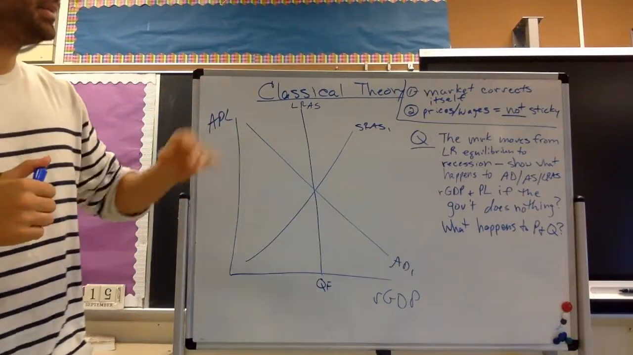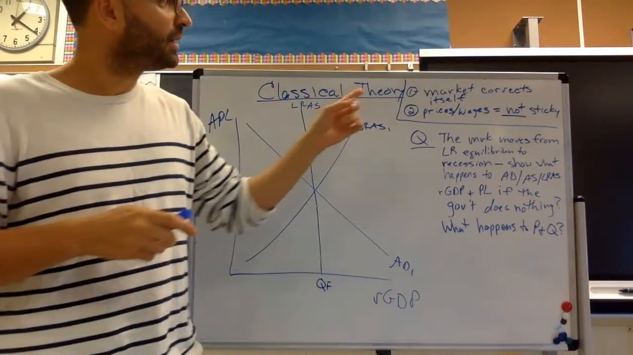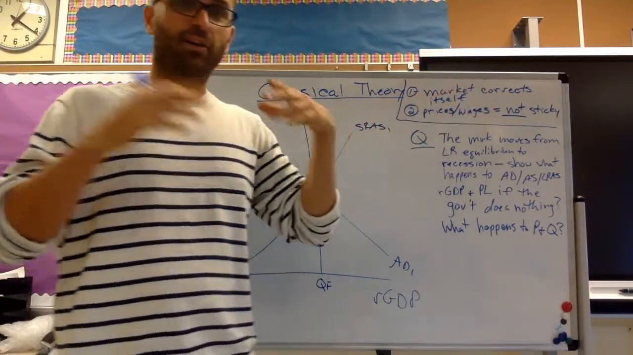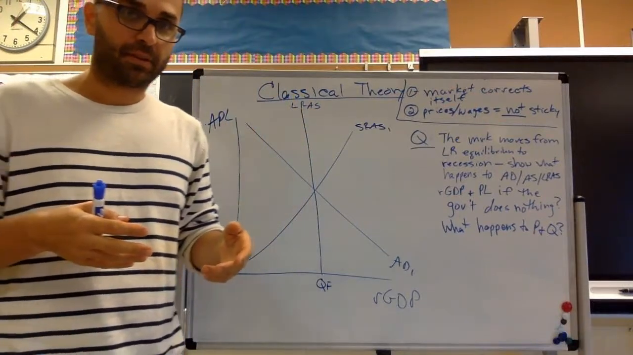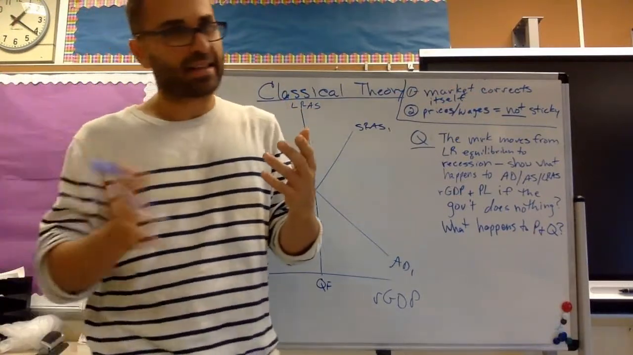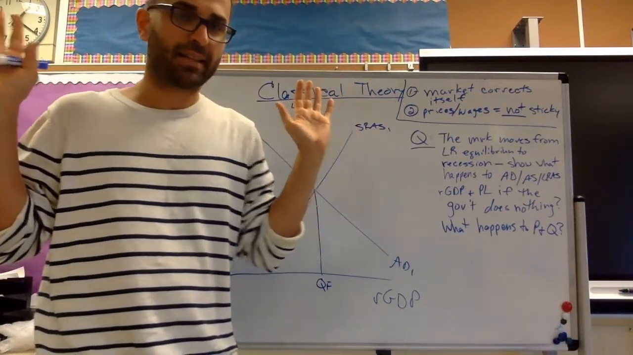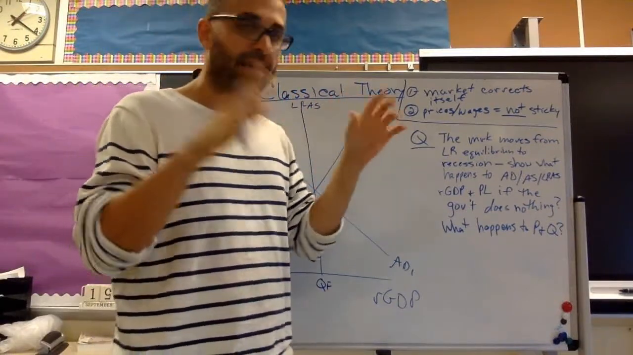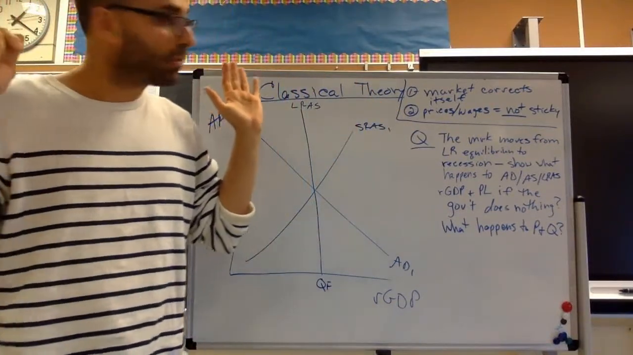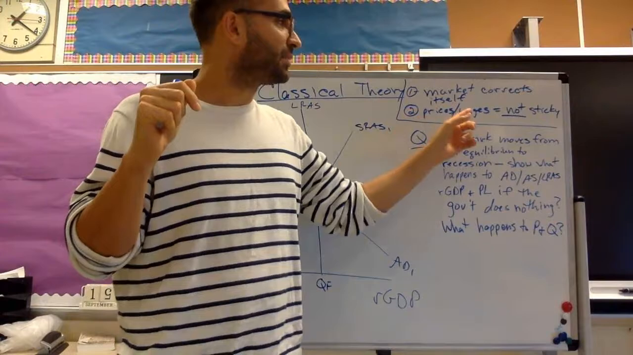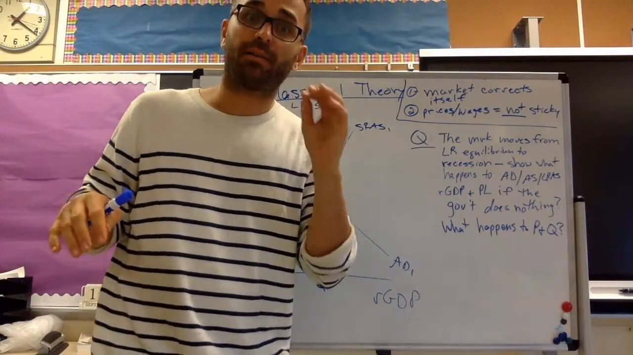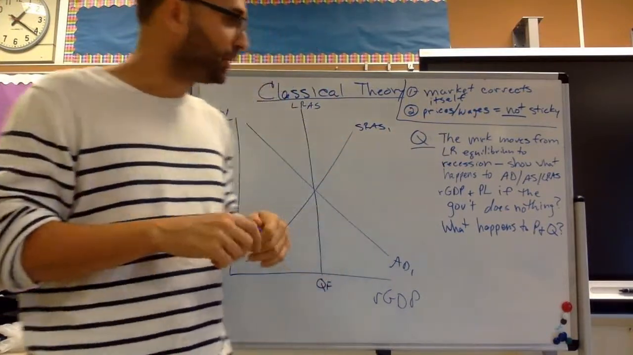Under this theory, the idea is that markets are self-correcting. So if there's a recession, the market will get us out of the recession if we don't do anything. Laissez-faire means hands off. The government is hands off. There's nothing to help the market. We assume that prices and wages are not sticky. They are otherwise adjustable.